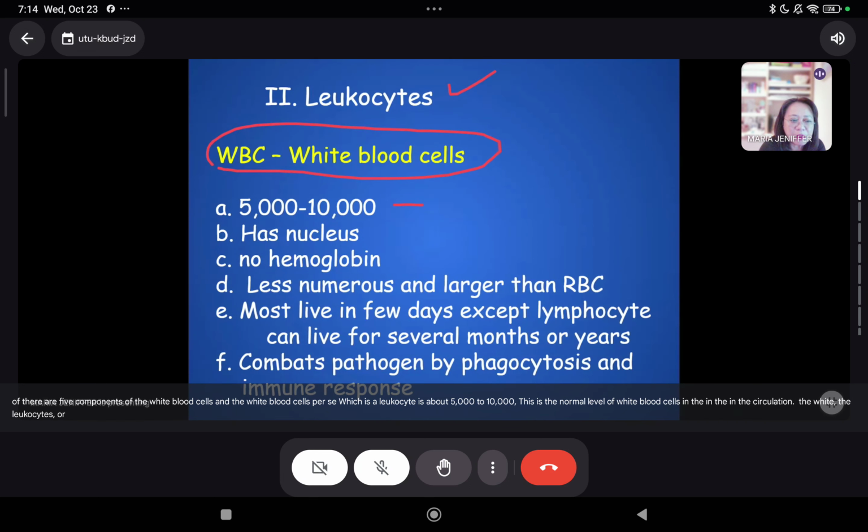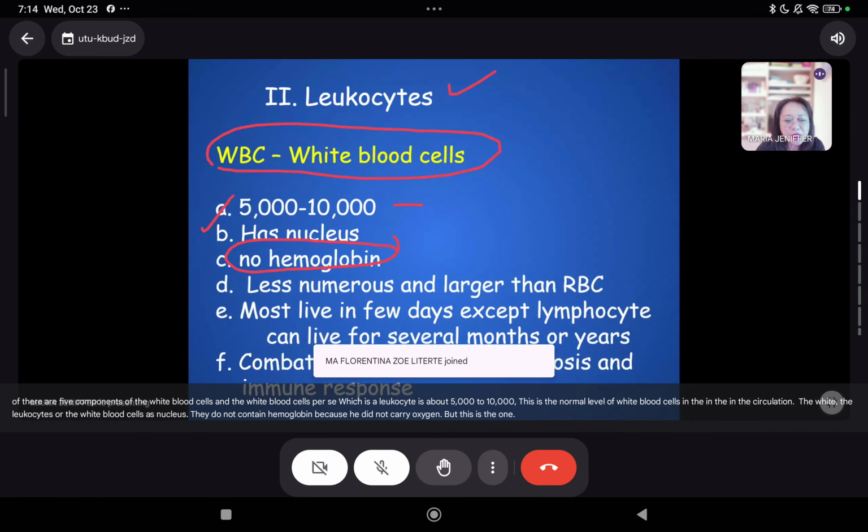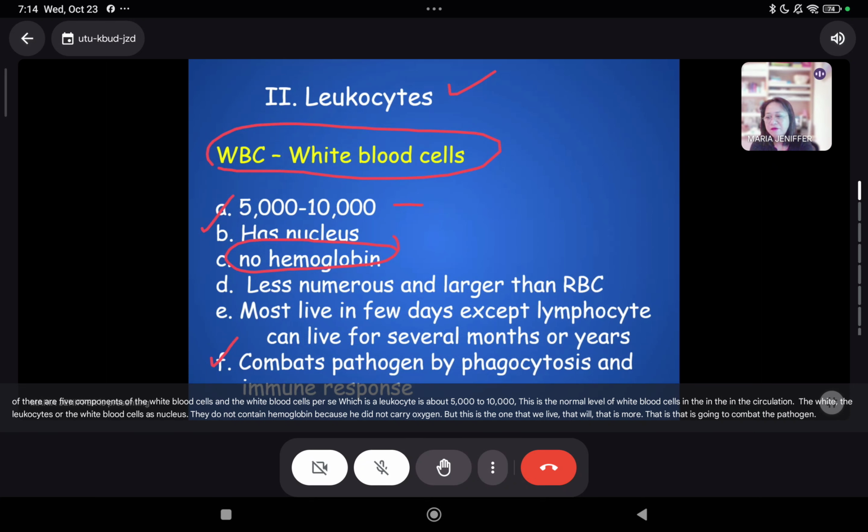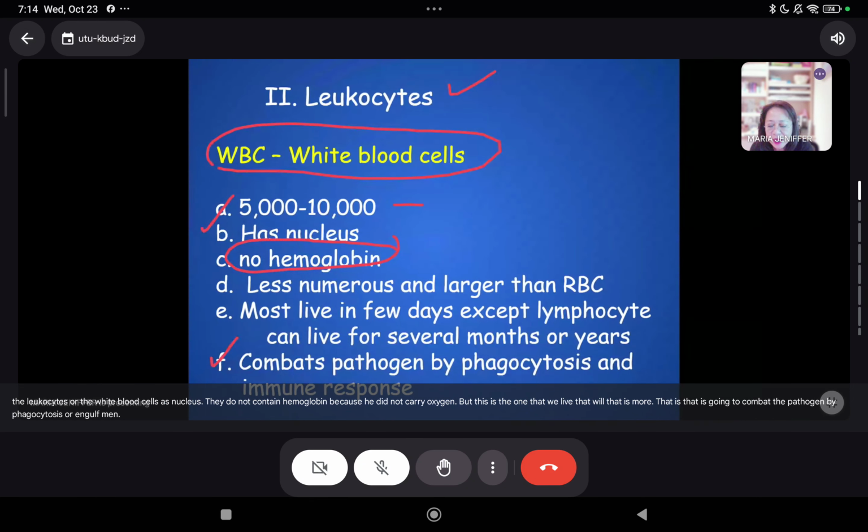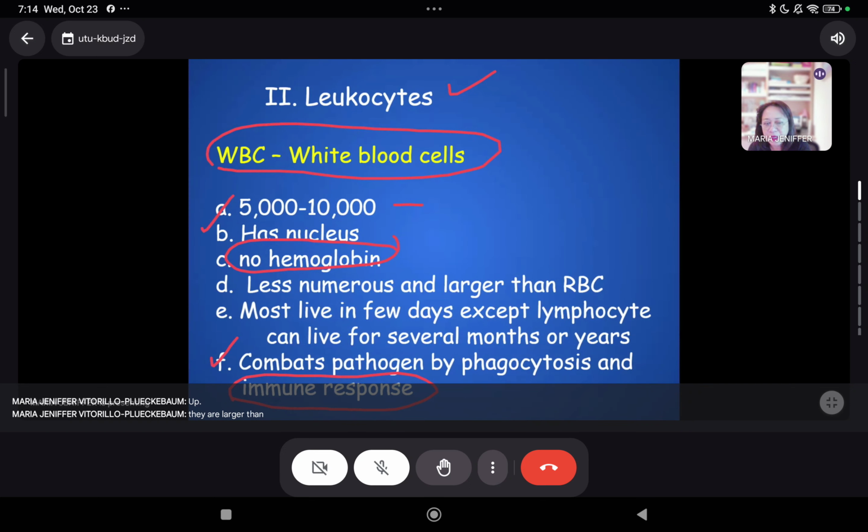The leukocytes, or the white blood cells, have a nucleus. They do not contain hemoglobin because they do not carry oxygen. But they are the ones that combat pathogens by phagocytosis, or engulfment, and they have to do with the immune response. Okay, they play a very important role in the immune response of the body. They are less numerous, but compared to the size of the red blood cells, they are larger than the red blood cell.